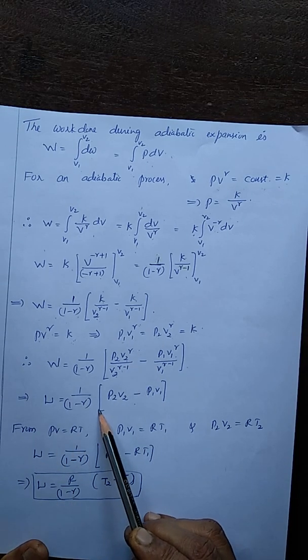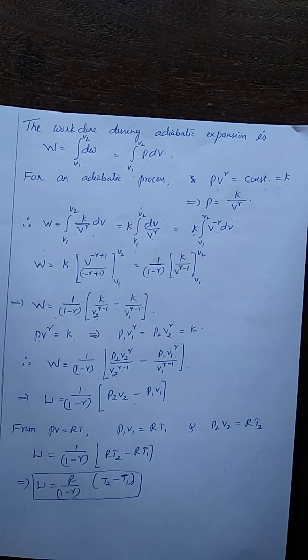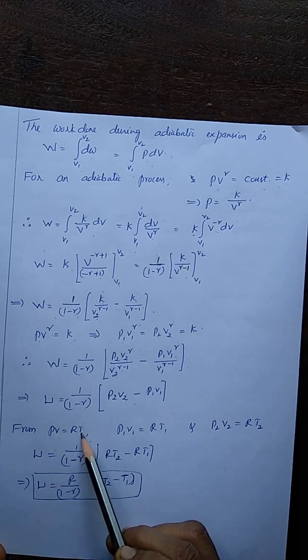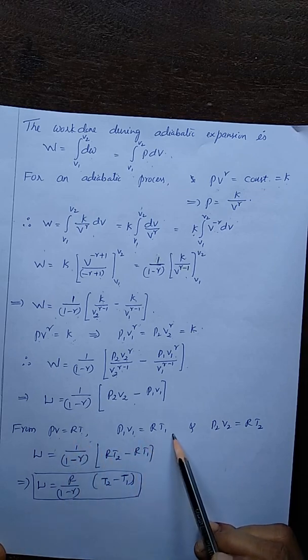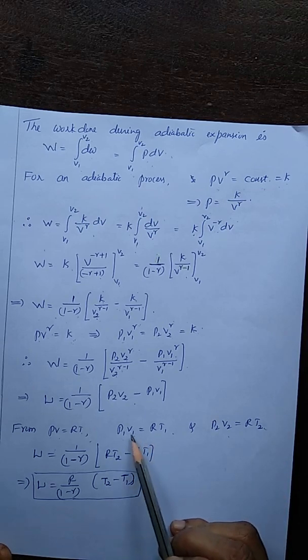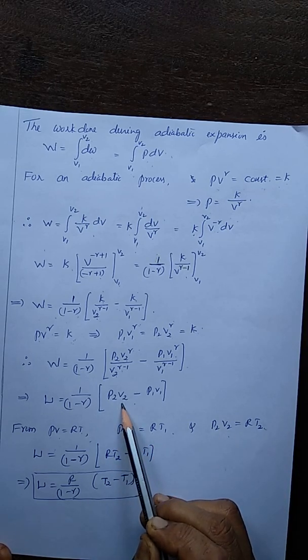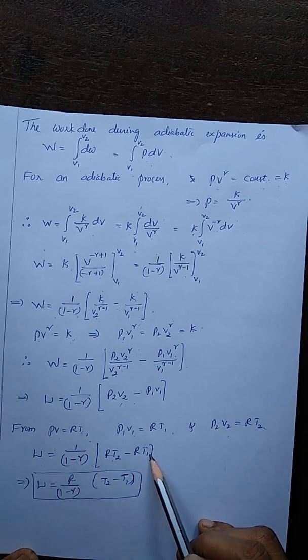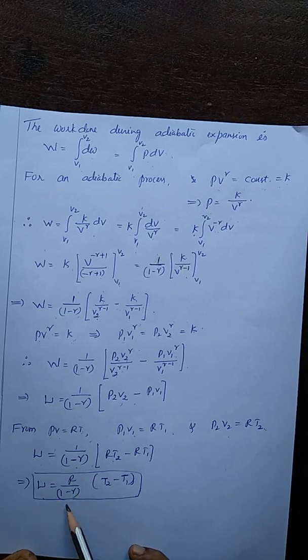So we get this. And for an ideal gas, PV is RT. This is true for any pressure, volume and temperature. So that P1 V1 should be equal to RT1, P2 V2 should be equal to RT2. Substitute these two in this equation, you get W as 1 over 1 minus gamma times (RT2 minus RT1). Or from this, W is R by 1 minus gamma into (T2 minus T1). And this is the expression for work done during an adiabatic process. With this, I stop here.